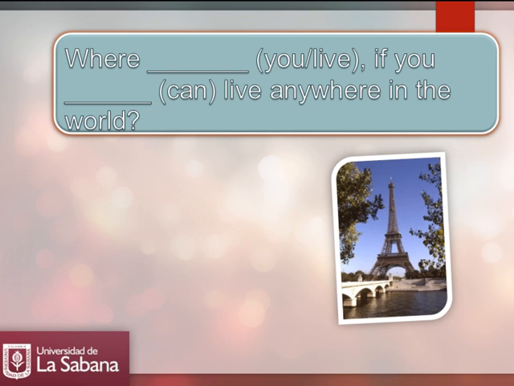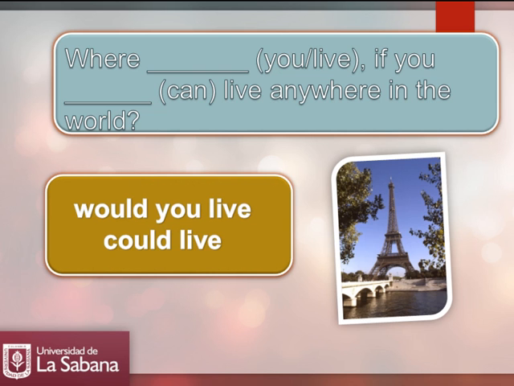Here is another one for you. Once again, pause the video if you need more time. And this is definitely a hypothetical situation. So once again, it's conditional type 2, and you should get: where would you live if you could live anywhere in the world? Notice that here we have the verb can, and the verb can in the past simple is could. Did you get this one?